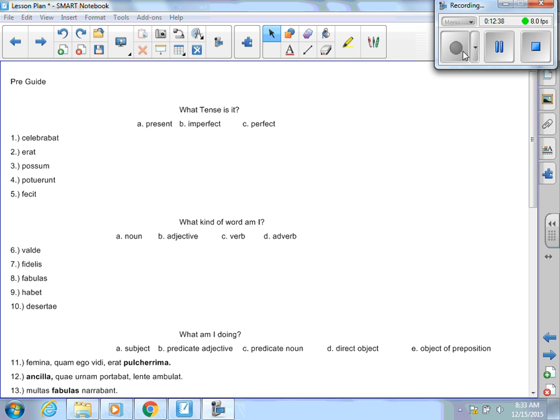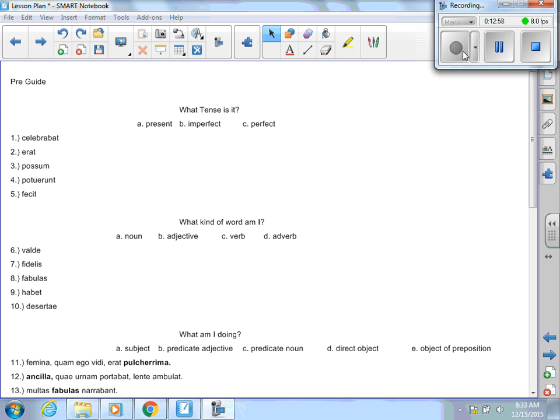Number 4, potuerant. If you see the erant, you have to guess perfect, but U is the tense clue there. Number 5, fecit, that's the third principal part of facio, facere, feci, factus, so that's the perfect form. Third principal part is the perfect form. In that case, there would be a long mark over the E. I didn't put it on there.